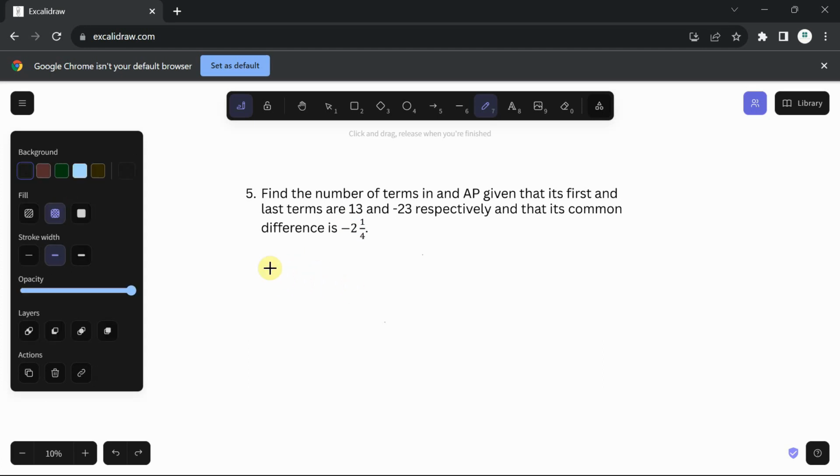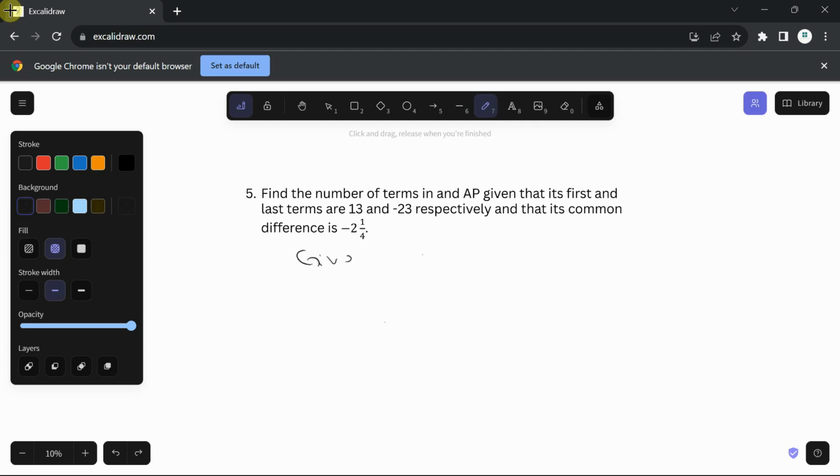Great. So in this question, what is given? We're given the first term, which is T1, or a. I think I prefer a. A is 13, and the last term, this is Tn, is equal to minus 23. And we're told that the common difference d is minus 2 raised to the power of 1 over 4.